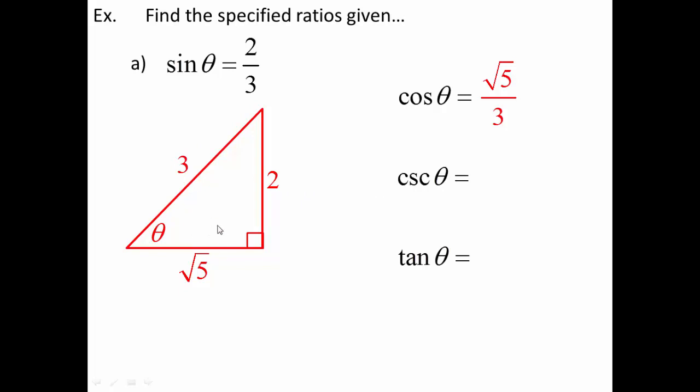Cosecant, we don't even need to look at the triangle. We know that's 3 over 2. And then tangent, you could either do it as 2/3 over root 5/3, canceling out the thirds, it would be just 2 over root 5. Or we can look at the triangle, opposite over adjacent, 2 over root 5, which rationalizes to 2 root 5 over 5.